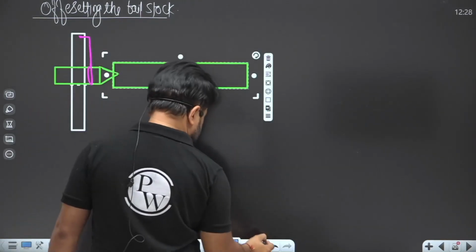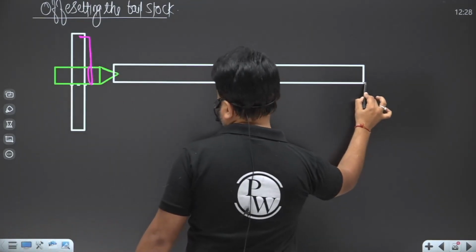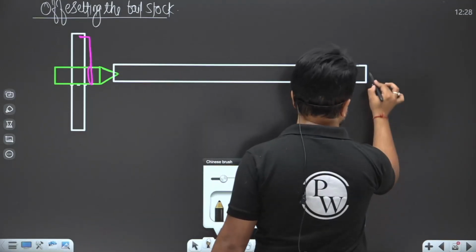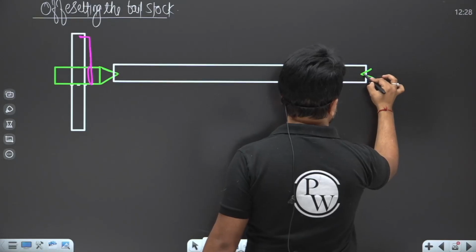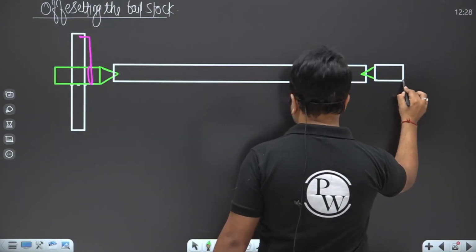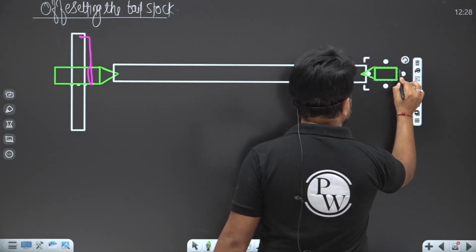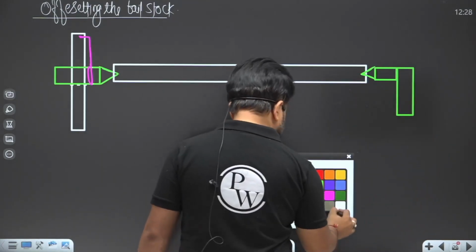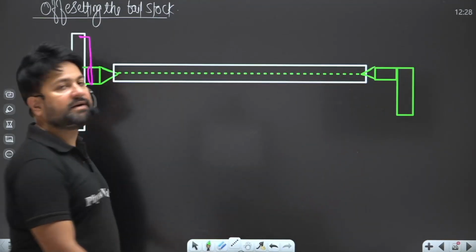And here there is a workpiece. The other end of the workpiece is going to attach with the dead center. This is the dead center, which is attached with the tailstock. Now this is the axis of rotation, my dear.